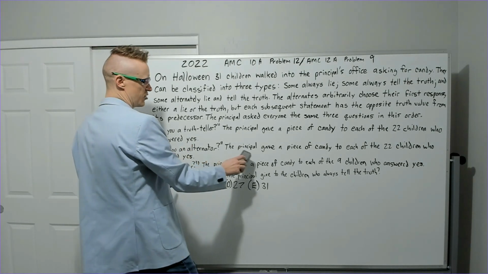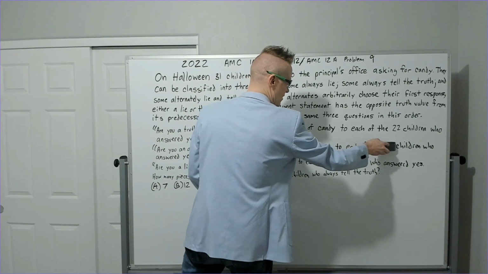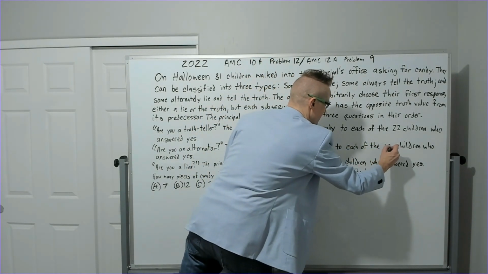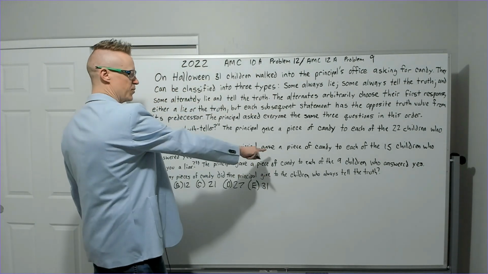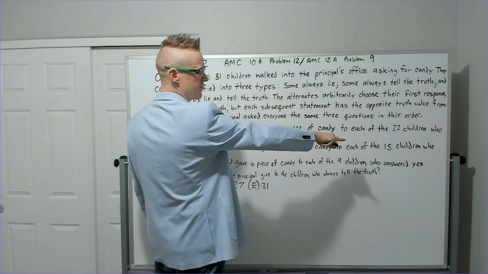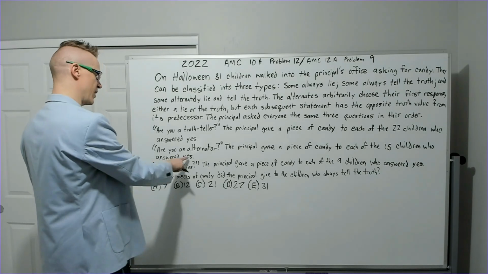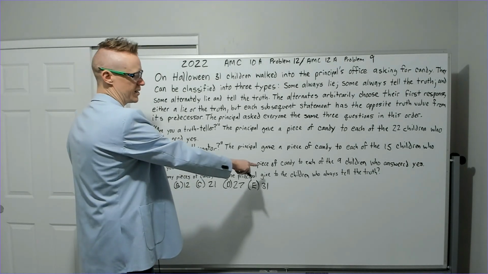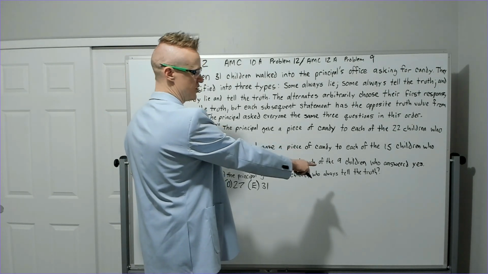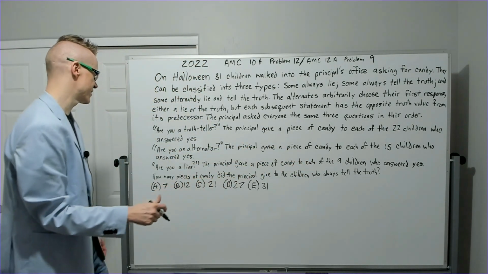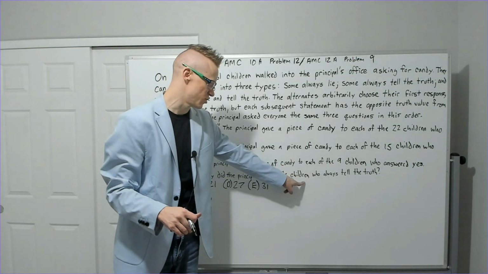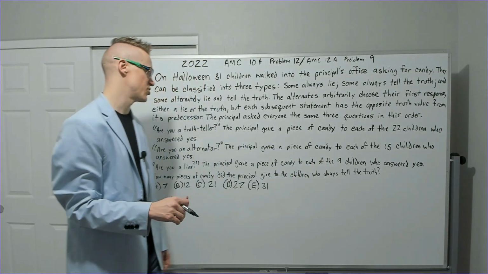Are you an alternator? I'll just erase this now. I know I'm going to, and change it to what it's supposed to be, which is 15. The principal gave a piece of candy to each of the 15 children who answered yes. Are you a liar? The principal gave a piece of candy to each of the 9 children who answered yes. How many pieces of candy did the principal give to the children who always tell the truth?